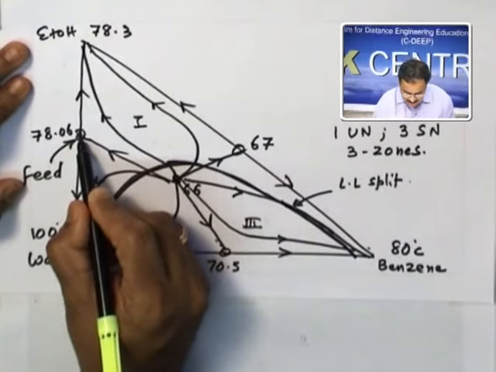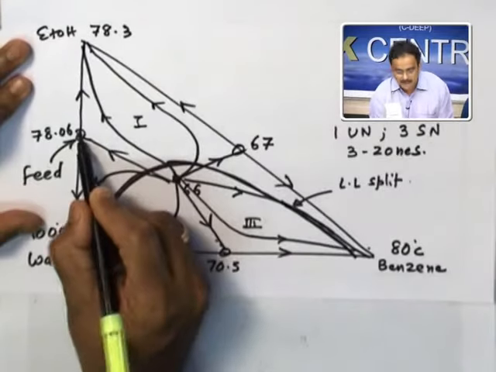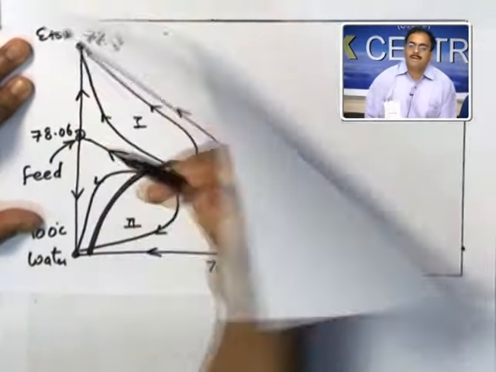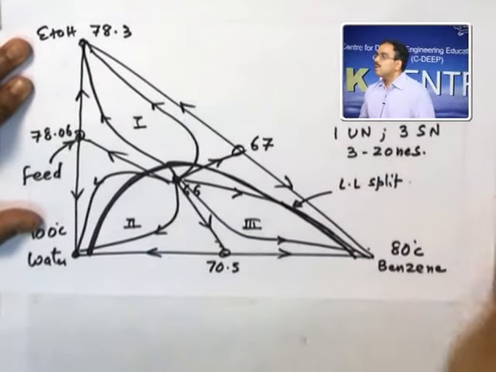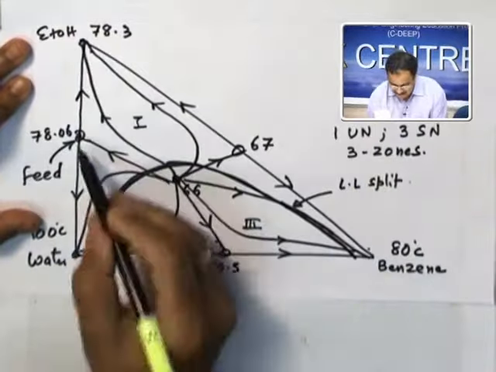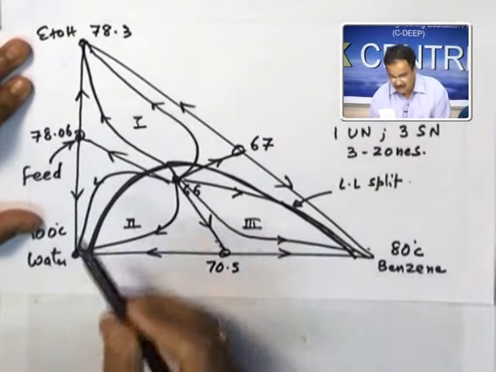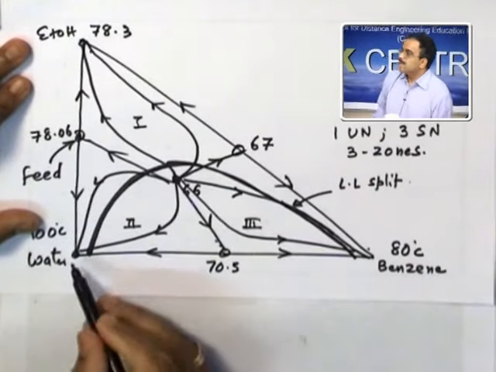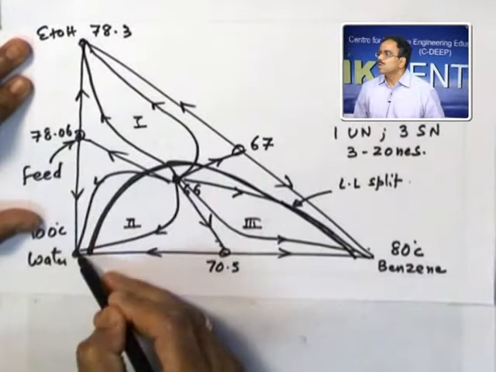I have this as my feed, and I want to separate alcohol and water in pure form. So, in this system, you have this as a feed, and I am interested in alcohol and water. And alcohol and water both are stable nodes.